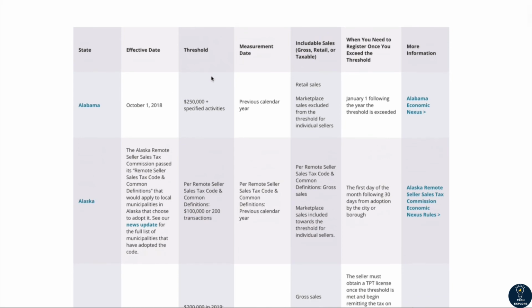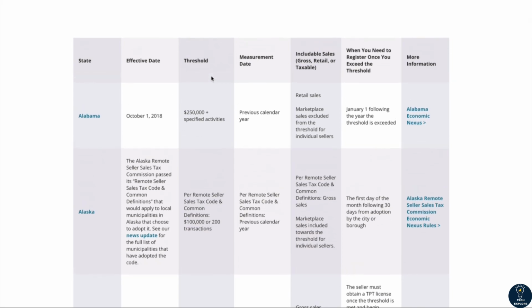So let's say you sell to US customers in every single state, but for whatever reason, you sell the best in Alabama and you make $250,000 in revenue just from Alabama. Once you hit that $250,000, you now have a nexus in Alabama, and you are responsible to have a sales tax permit in every state that you have a nexus. I'll talk about that in just a second.